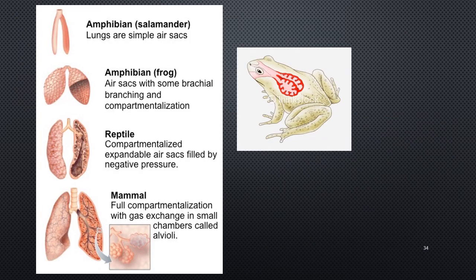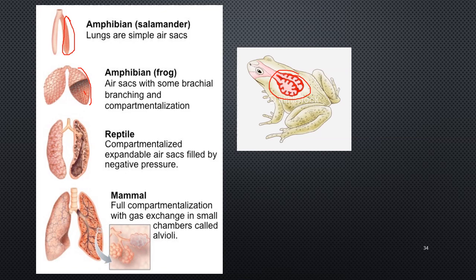So here's just a look to compare what lungs look like. Here is our amphibians. Here's our salamander. They have very tiny, simple air sacs. When you get to frogs that are still in class Amphibia, they have these air sacs, but they are starting to have some branching and compartmentalization. Not a lot, but a little bit. And if you look at them in comparison to their body, their lungs are actually pretty small.